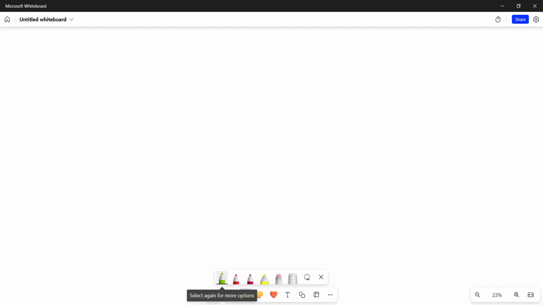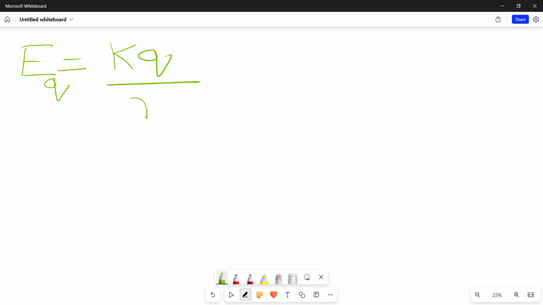So the E field due to charge Q is kQ over r squared. This is the formula of the E field, which is a vector. Obviously, in this case, we are interested in the magnitude of the E field. So let's again talk about two charges.